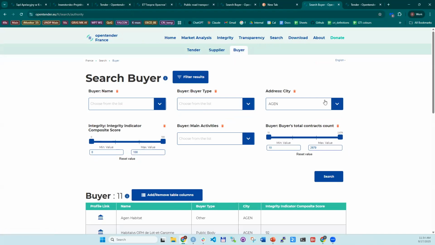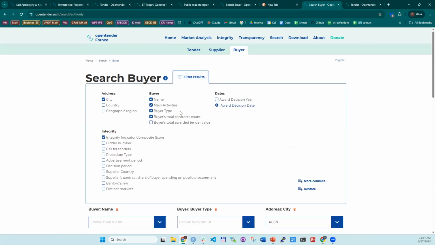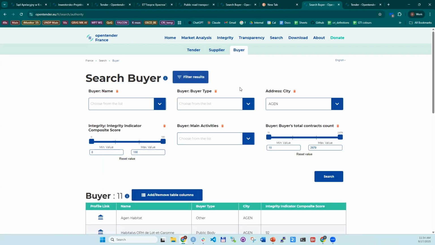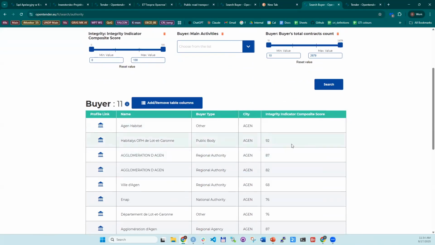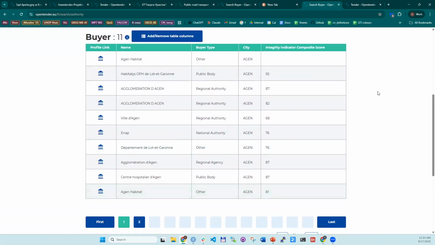I decided to use a smaller French city. I also added some other important filters. Let me reiterate that you can choose your own filters here. And I was only interested in buyers with at least 10 contracts so that they are more representative against each other. And then if I want to rank or risk rank the buyers in a selected city, I can just go down here and choose the integrity indicator composite scores to try to rank these buyers against each other.